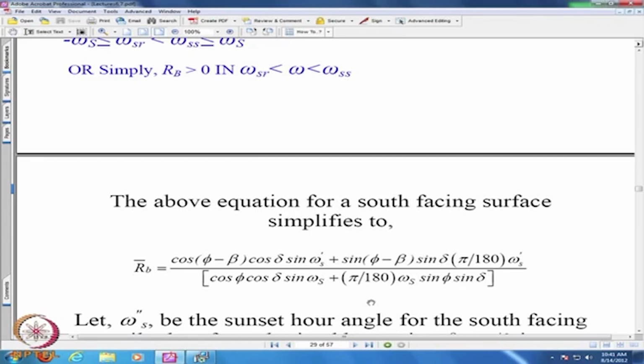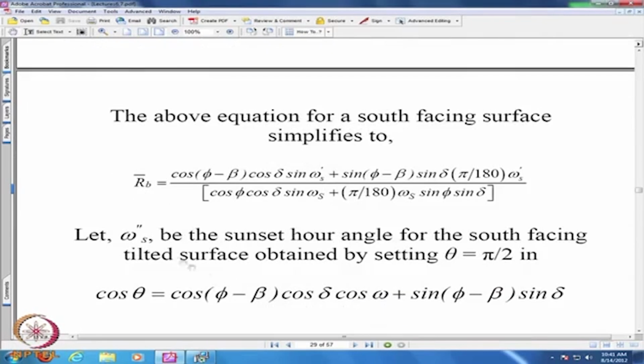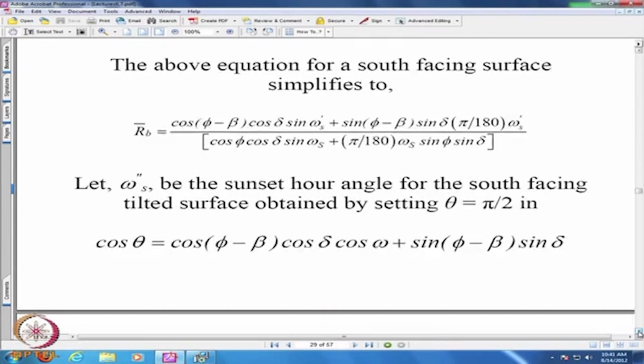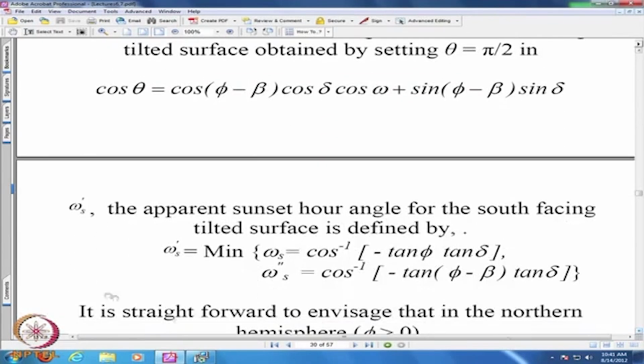the horizontal surface. So, just to be clear, let omega s double dashed be the sunset hour angle for the south facing tilted surface, obtained by setting theta equal to pi by 2 in the relevant equation for cosine theta. So, now omega s dashed is limited to omega s and omega s double prime. So, this is what the surface sees.